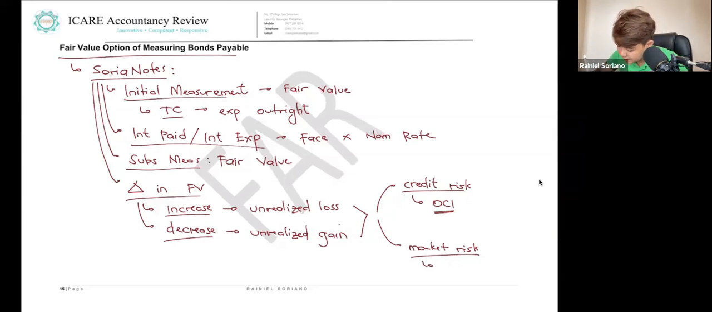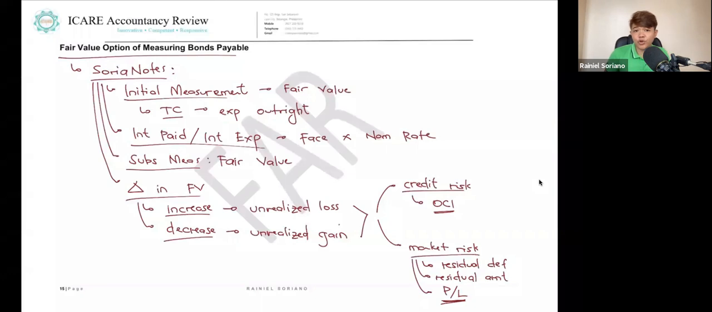Then the residual amount is what goes to market risk. And this residual amount that goes to market risk is the only one that enters profit or loss. So earlier, with investment, everything went to profit or loss. Here, with the liability, the bonds payable, the credit risk goes to OCI, and only the residual goes to P&L. Sir, what if there is no given change in credit risk? If there is no given change in credit risk, we assume it is zero. And if it is zero, all of the unrealized gain or loss goes to P&L.